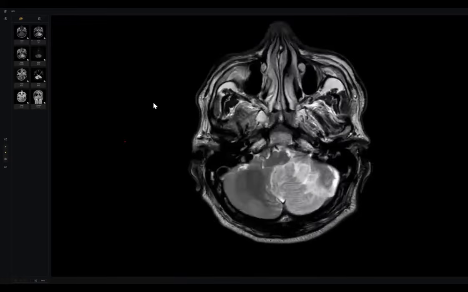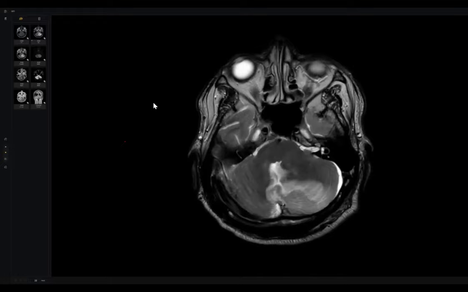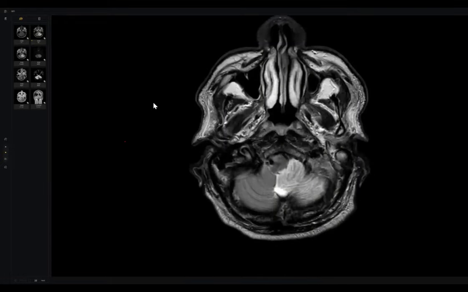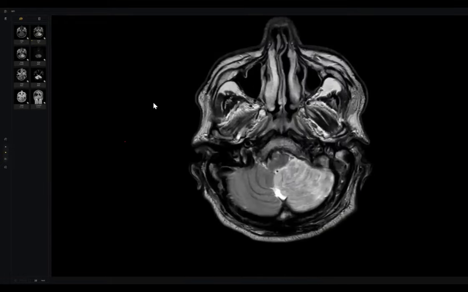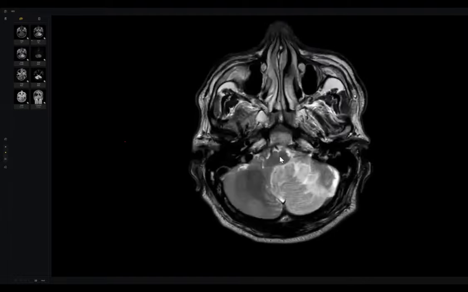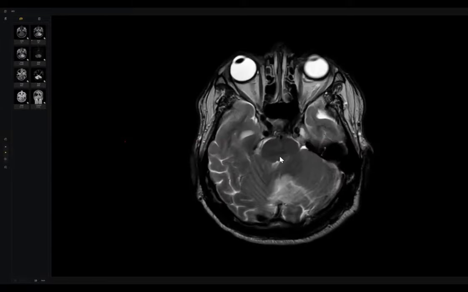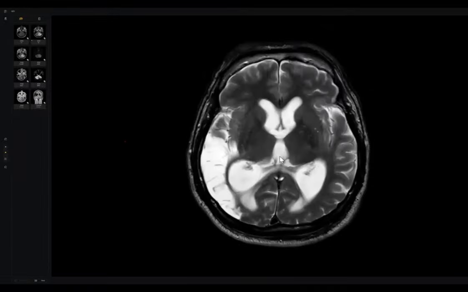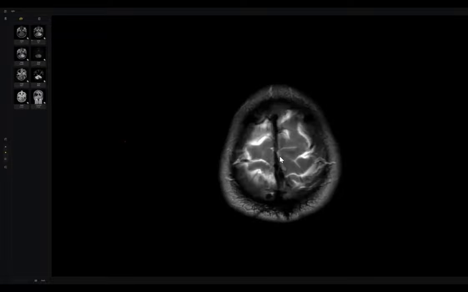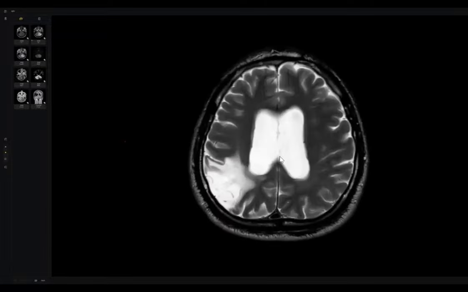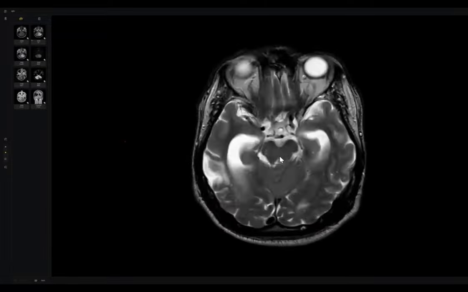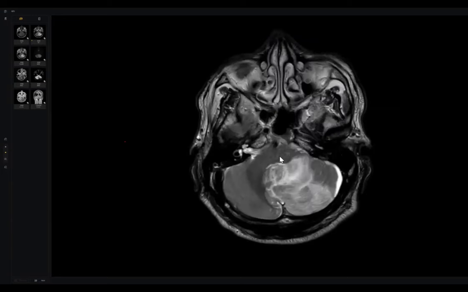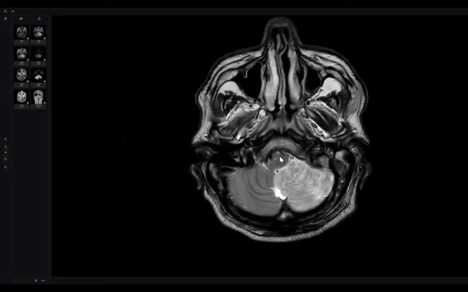So these are the axial T2 MRI images of the same patient, and I can say there are T2 hyperintense signals seen within the left cerebellar hemisphere. It is causing pressure effect over the ventricles, and it has a mild edema effect as well, and also compressing the medulla.